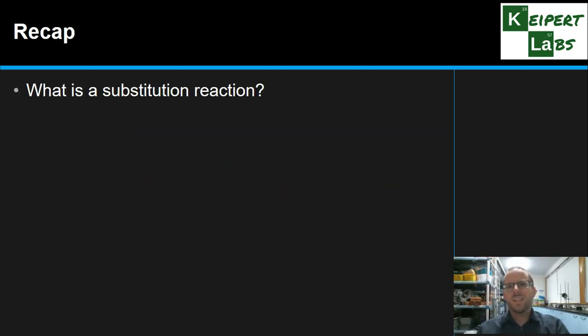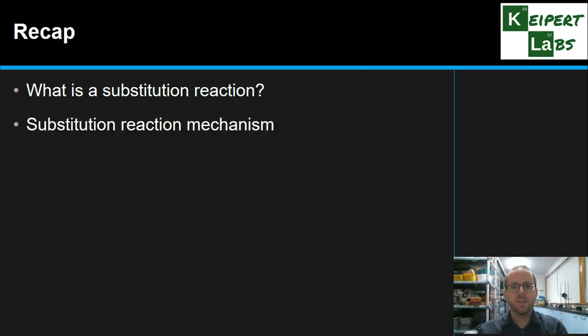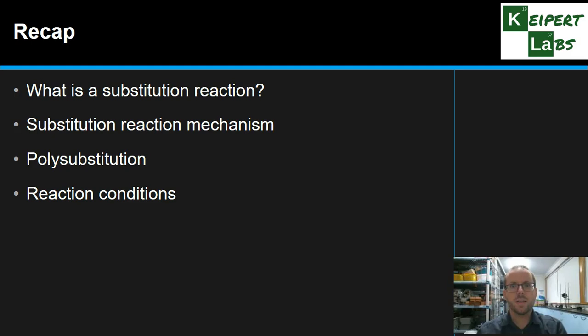So we've looked at what is a substitution reaction, where we're swapping a hydrogen atom for a halogen in a hydrocarbon molecule. We looked at the step-by-step mechanism involved in actually forming these compounds. We looked at the idea that if we keep going, we can actually end up with more halogen atoms substituted, but it becomes less and less likely, and also seeing the reaction conditions that we need to get the substitution going.